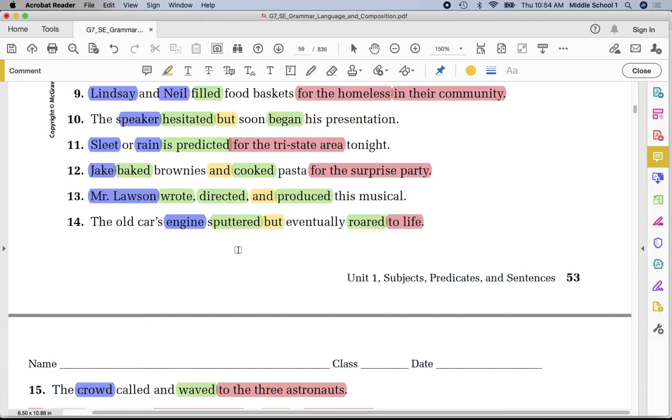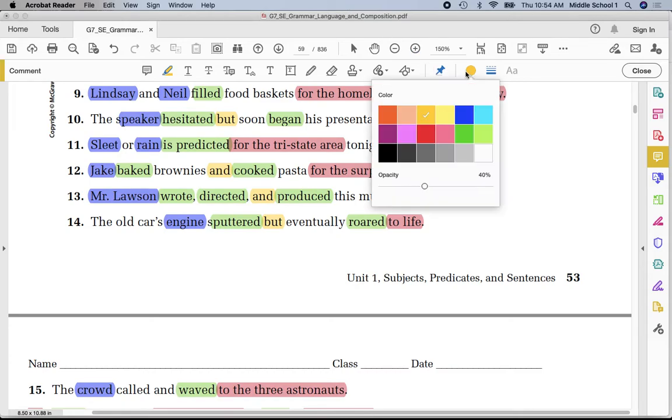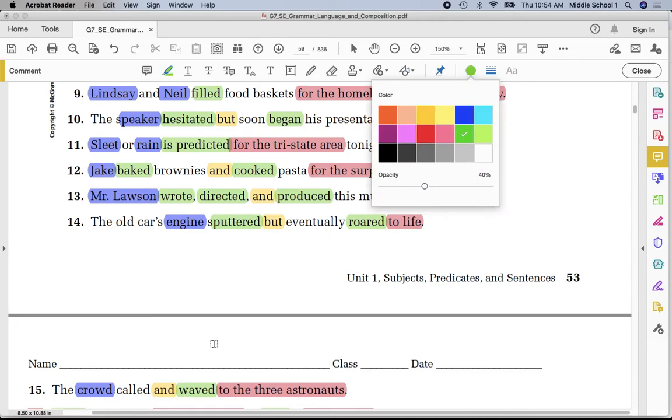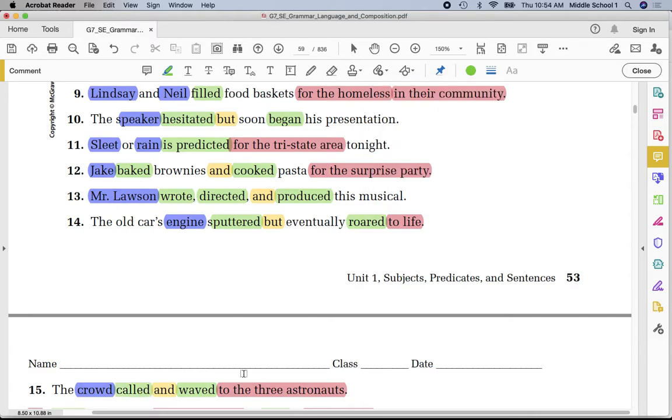15. The crowd called and waved to the 3 astronauts. As I noticed before, I do have a conjunction. What did the crowd do? They waved, but I still have another one that's here. Again, I need to read carefully to make certain I include all of them. Notice in this sentence, my prepositional phrase takes up almost half of my sentence. Once, twice, twice, parentheses.